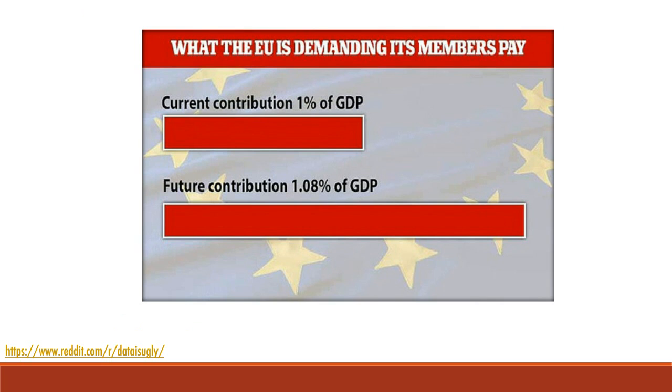This is a graph about what the European Union is asking its members to pay. The current contribution was 1% of GDP, and they were asking for an increase to 1.08% of GDP. Well, that's an 8% increase, but you can see that the bar on the bottom looks almost twice as big as the bar on the top. This gives you the mistaken visual impression that the increase is much bigger than it actually is.